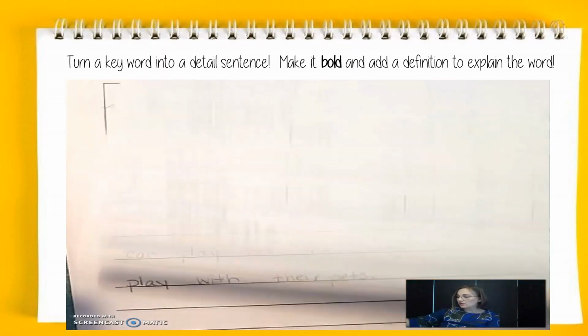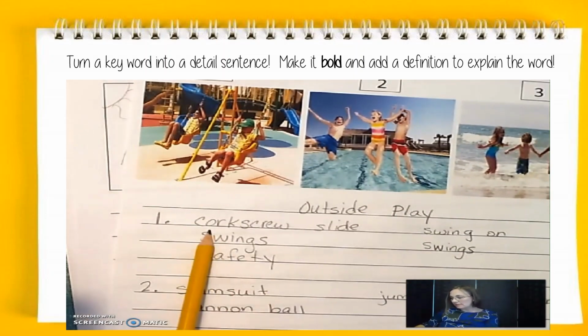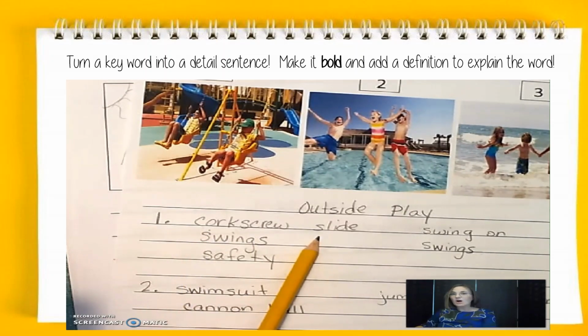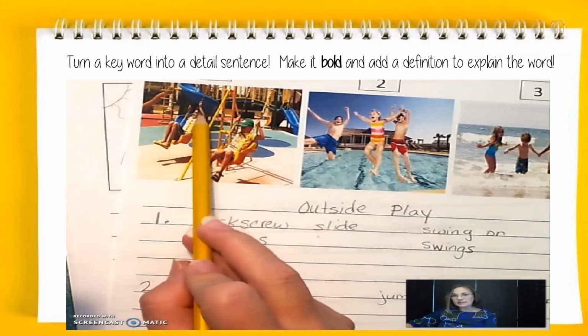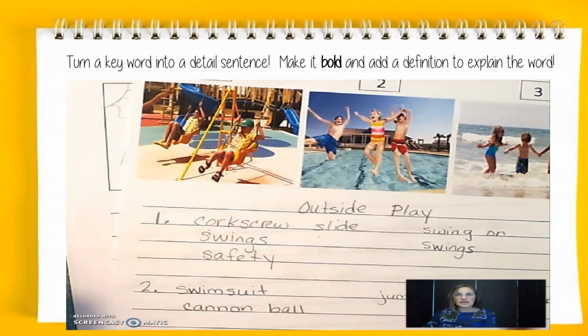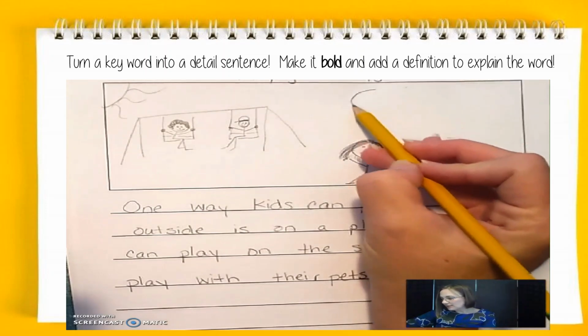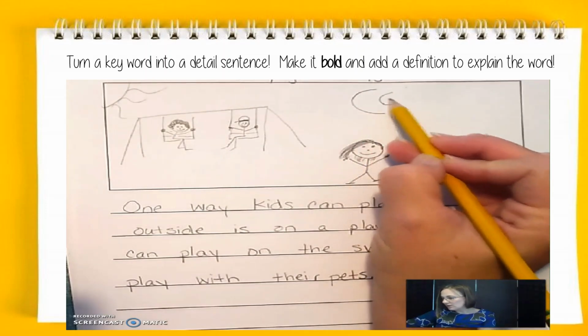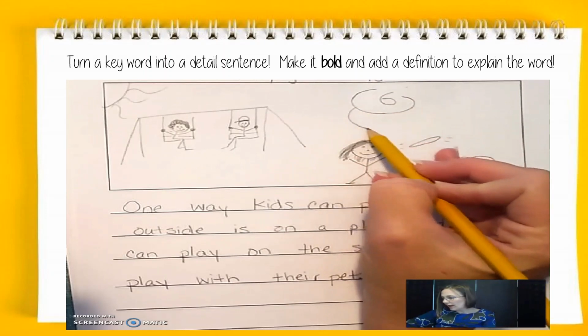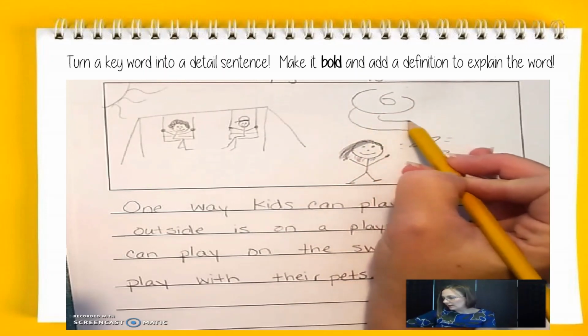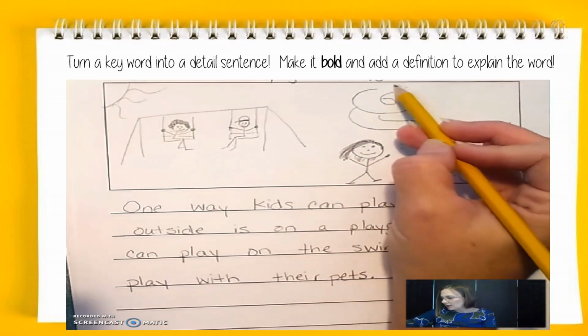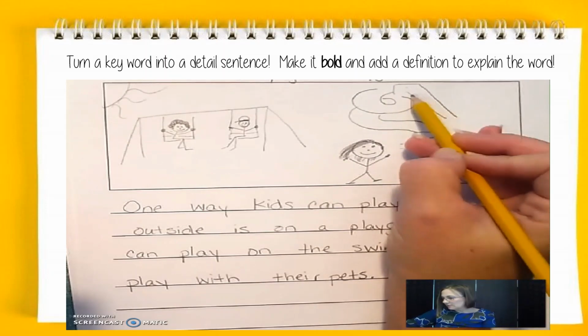So I'm going to go back to my note-taking document, and I'm going to look at my first keyword that I wrote, a corkscrew slide. Oh, I remember doing that now. I remember looking at this page and thinking, oh, a corkscrew slide is a really important keyword because it might be at a playground. So I want to add a corkscrew slide to my sketch. So I'm going to do that really fast here and just kind of add my corkscrew slide in there.